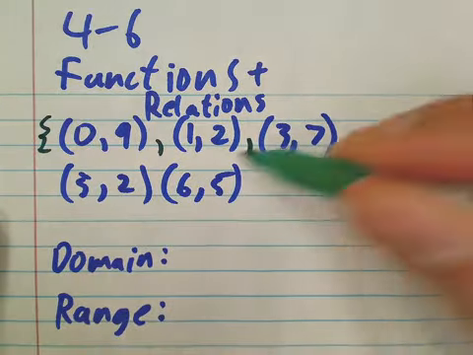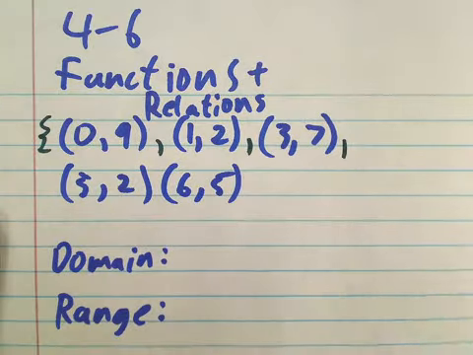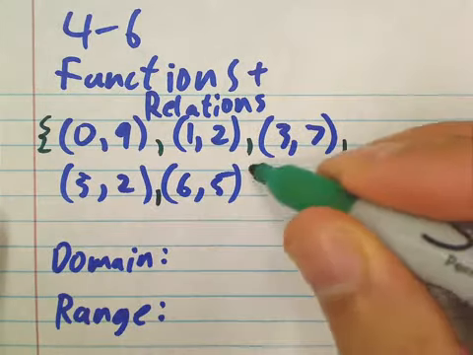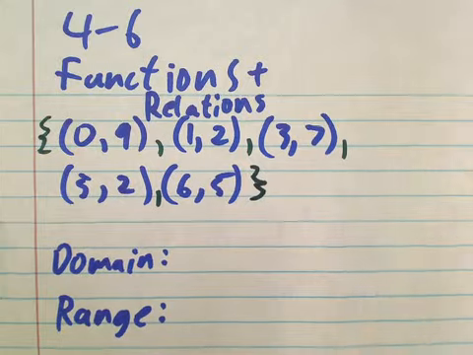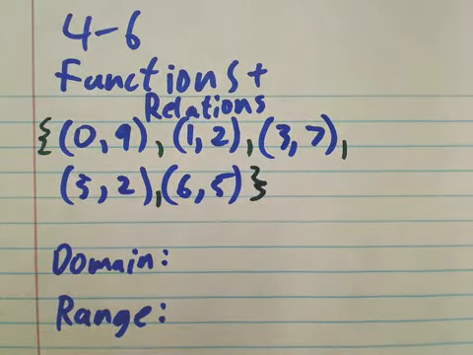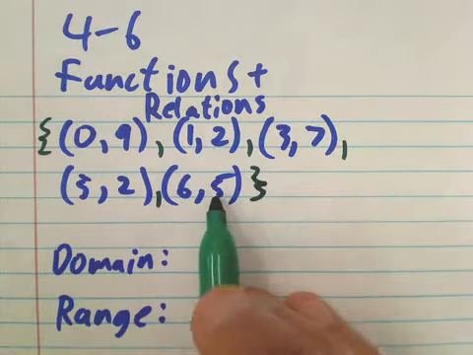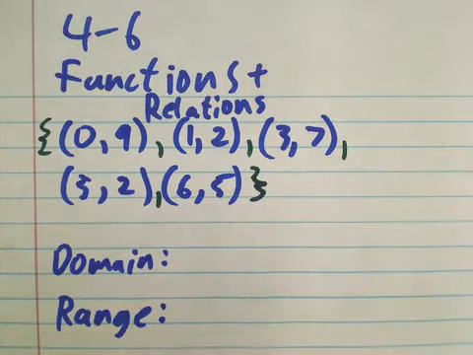There's the point (0, 9), (1, 2), (3, 7), (5, 2), and (6, 5). And so those 5 points make up my function. So if I put in a value of 1, I get out 2. If I put in a value of 6, I get out 5. For whatever this is, it's just kind of predefined like that.